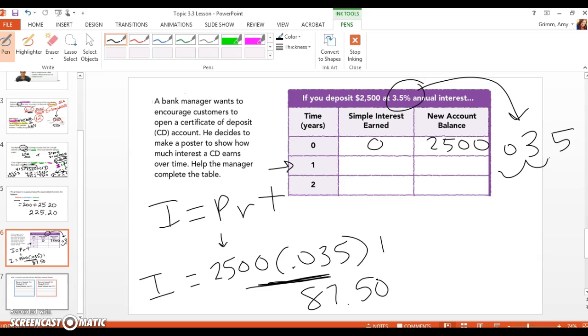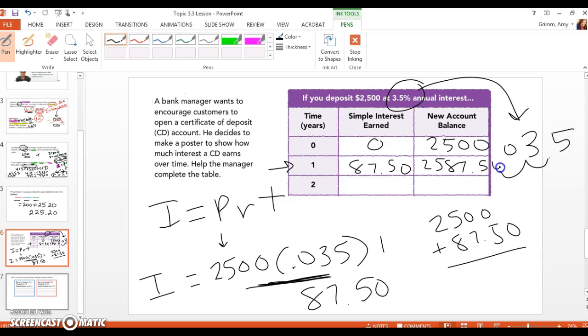So the simple interest I earned was $87.50 in that 1 year. And then if I want my new account balance, I have to say, okay, I started with my principal. I added $87.50. And if I add those two together, I would get a total of $2,587.50. Okay, and I don't think I'm going to go ahead and do year 2 because it's going to be the exact same thing, except all I would do would be to change this to a 2, multiply it again, and then add it again. It'd be the exact same process.